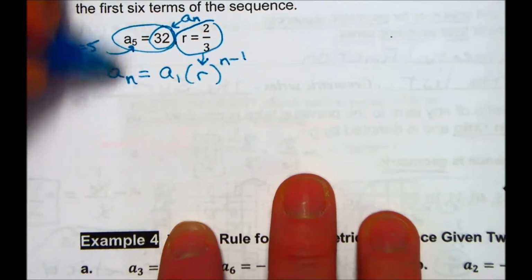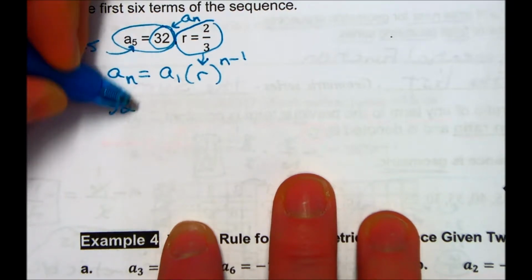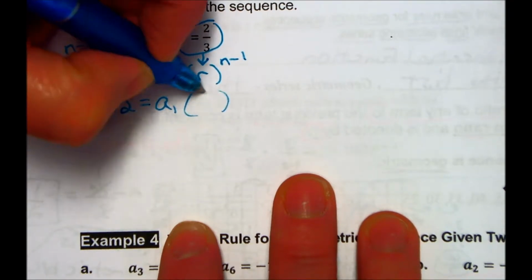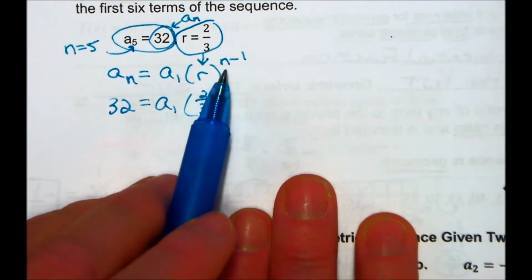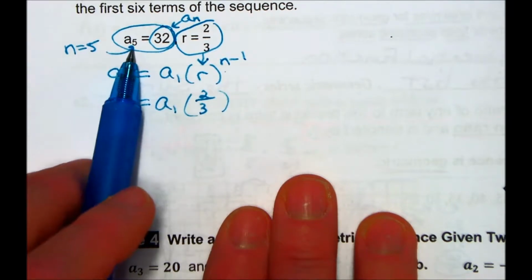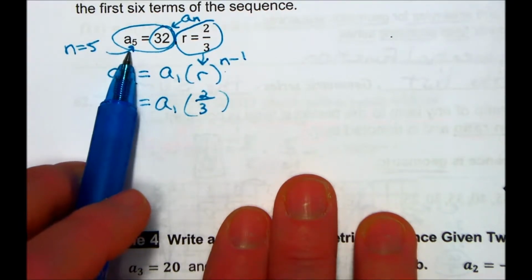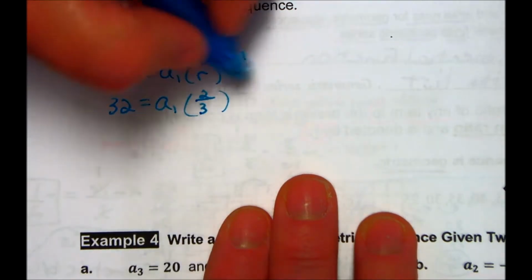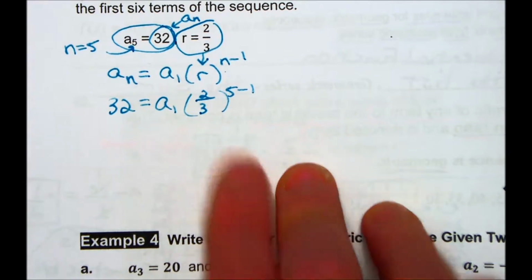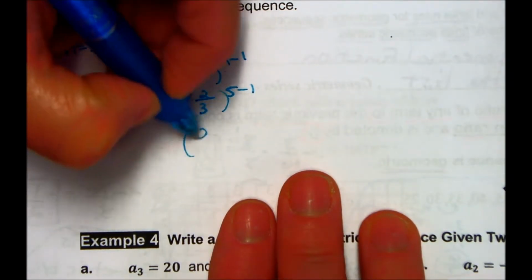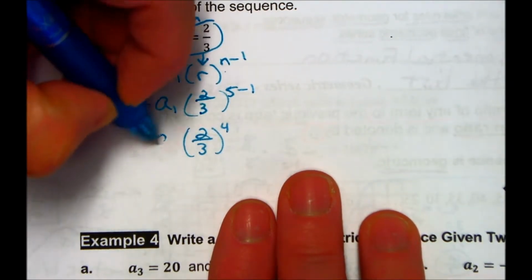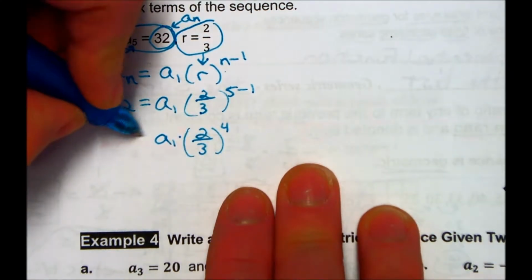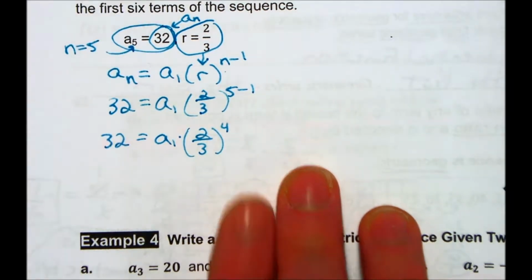So instead of a sub n, we're going to use 32. A sub 1, we don't know. Our ratio is 2/3. And then in place of n, we're using 5 because it's the 5th term. But the 5th term is equal to 32. So that's why 32 goes here and 5 goes there. 5 minus 1 will equal 4. So a sub 1, whatever it equals, times the 2/3 to the 4th power has to equal 32.